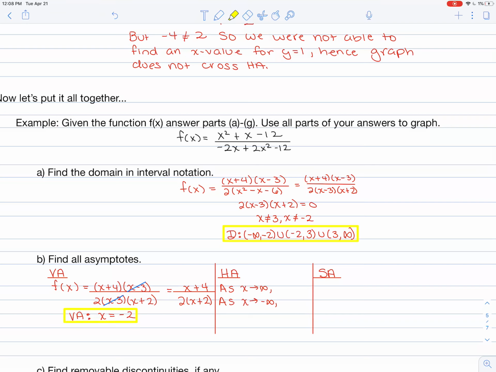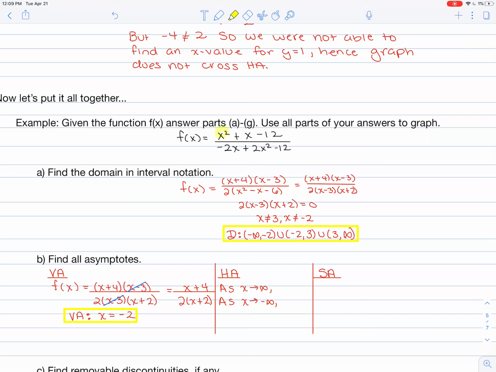Therefore, our vertical asymptote is x equals negative 2. Now, for the horizontal asymptote, remember we're looking at x approaches infinity and x approaches negative infinity. So if we plug in infinity on top and bottom, what do you get? Do you know? We'll take a look.